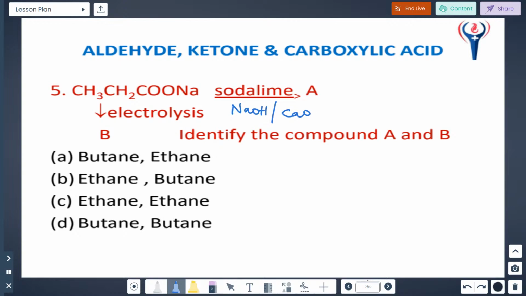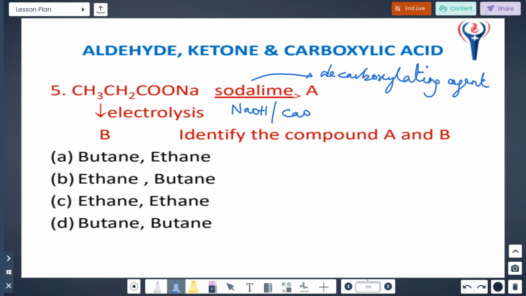What's its important function? It's a decarboxylating agent. What's the meaning of decarboxylating agent? To remove carbon dioxide. If you add this reagent to this compound, the carbon dioxide will be removed. Then the remaining product is A. That is what we have to find out.